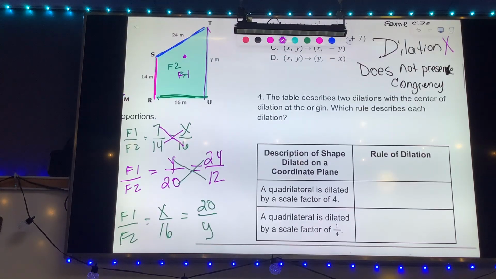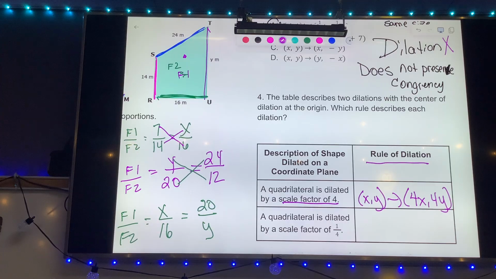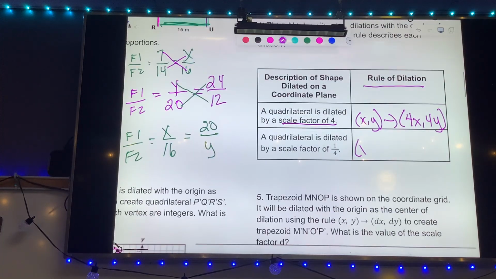So let's look at 4. You had one like this on a bell ringer. You were just writing this as the rule. Well, if you have a scale factor of 4, that would be xy to 4x, 4y. If you have a scale factor of 1/4, you would have 1/4 x, 1/4 y.